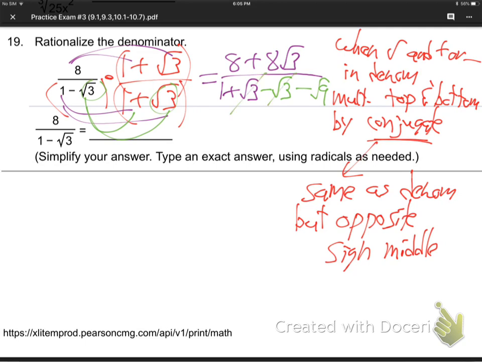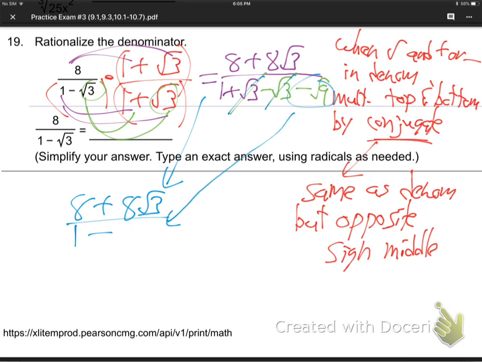So notice these guys cancel. And so bring it on down. What do we have? 8 plus 8 root 3 all over 1. Again, they canceled. Minus, and what's the root of 9? 3.